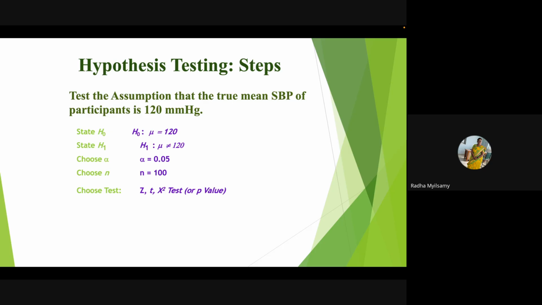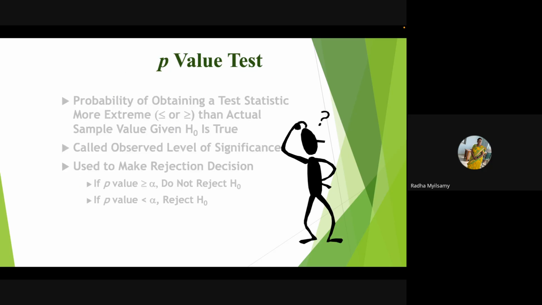Suppose we are doing all the analysis in software, we may get the p-value. We want to compare our p-value with our alpha value. We have already seen that if p is greater than or equal to alpha, we do not reject H naught. If p is less than alpha, we reject H naught.